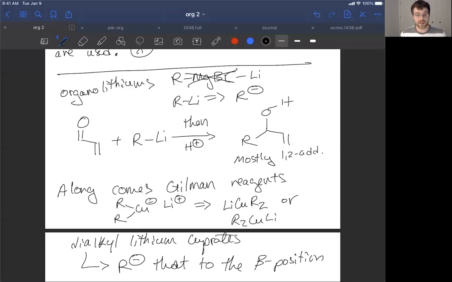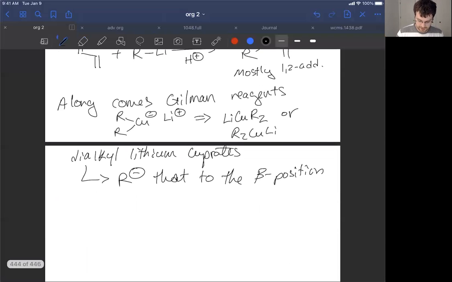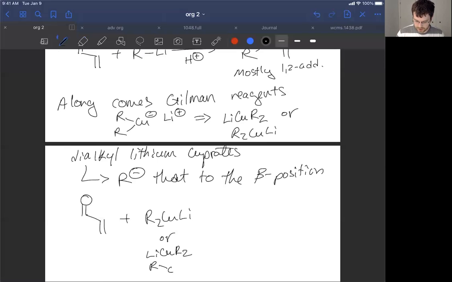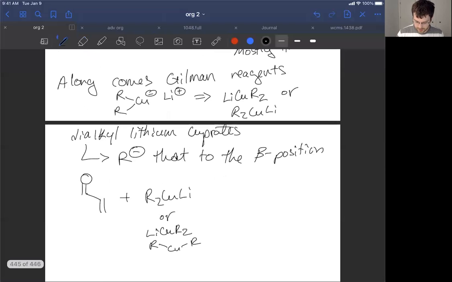This is the problem I wanted to solve. I wanted to do conjugate addition only. I wanted to do addition to the beta carbon in alpha beta unsaturated carbonyls. This is the answer, okay? That is, if I take this and I react it with R2CuLi, drawn in all of those ways, or lithium CuR2, or RCuR lithium, all these ways.